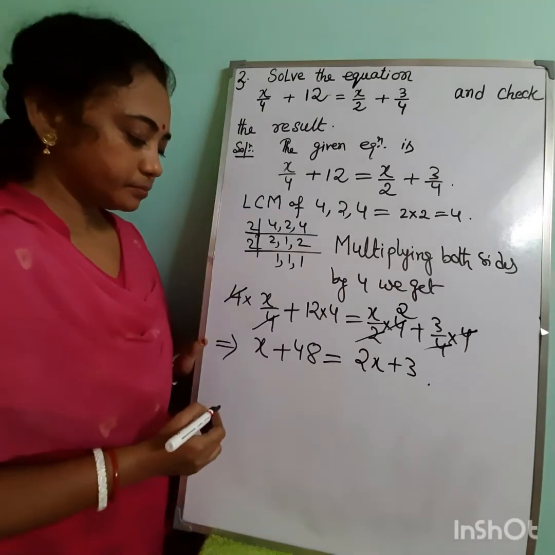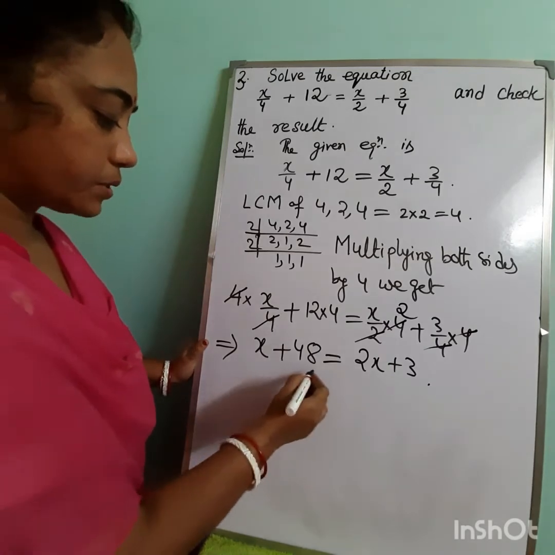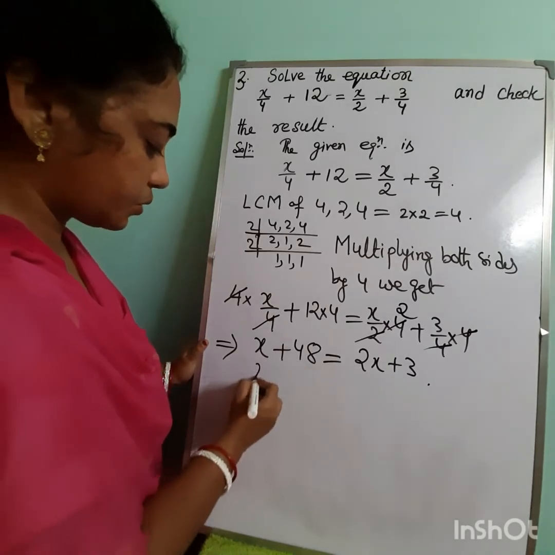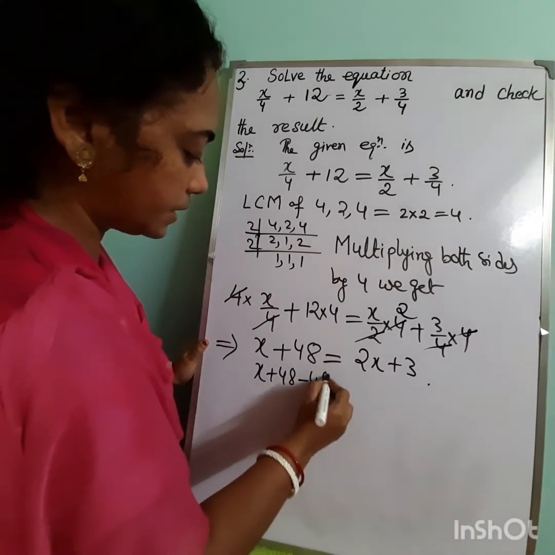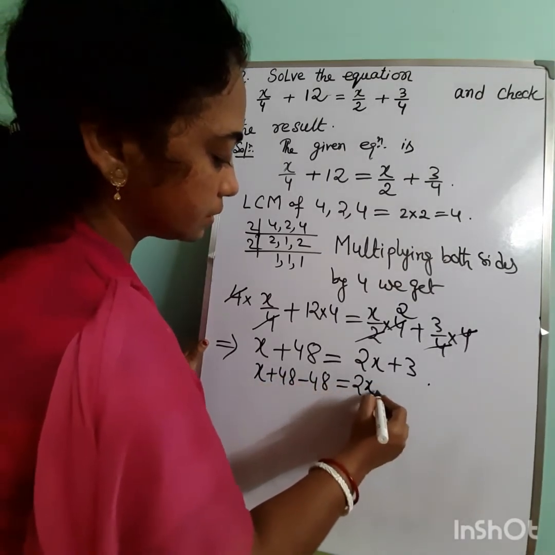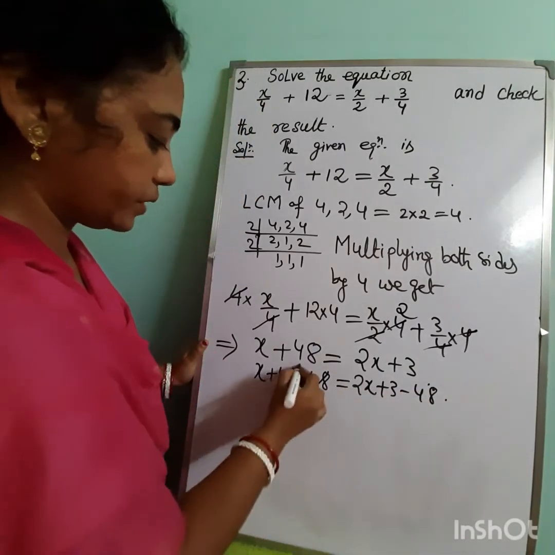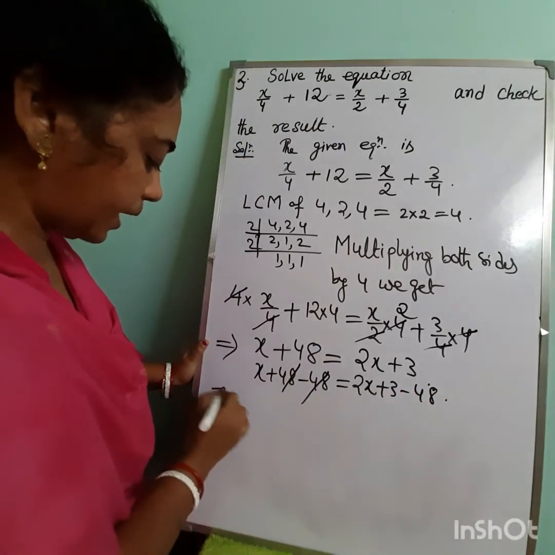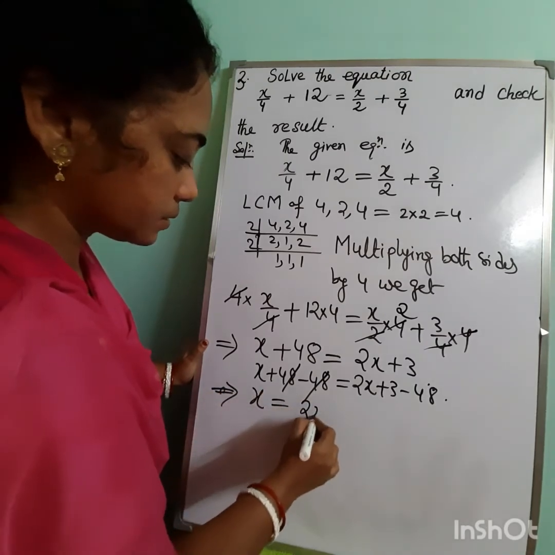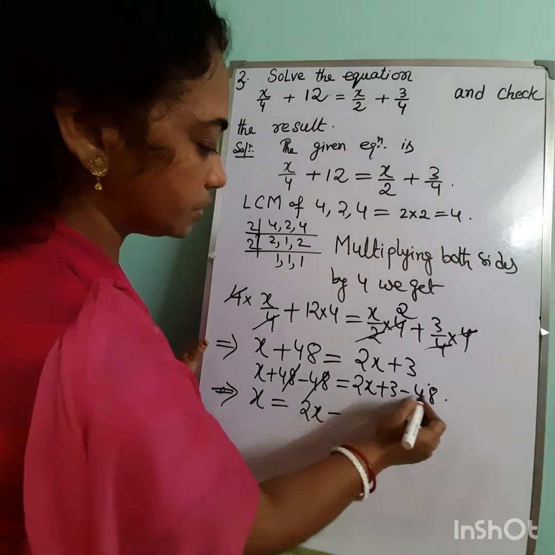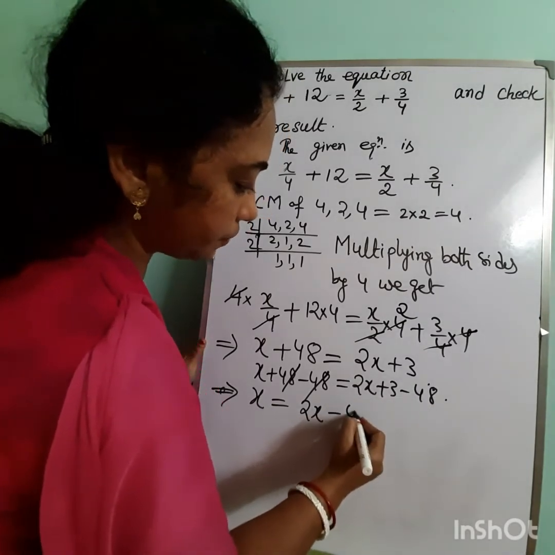Now subtracting 48 from both sides, because a constant is present here, x plus 48 minus 48 is equal to 2x plus 3 minus 48. This 48 will cancel out. This implies x is equal to 2x, then 3 minus 48 will come minus 45.